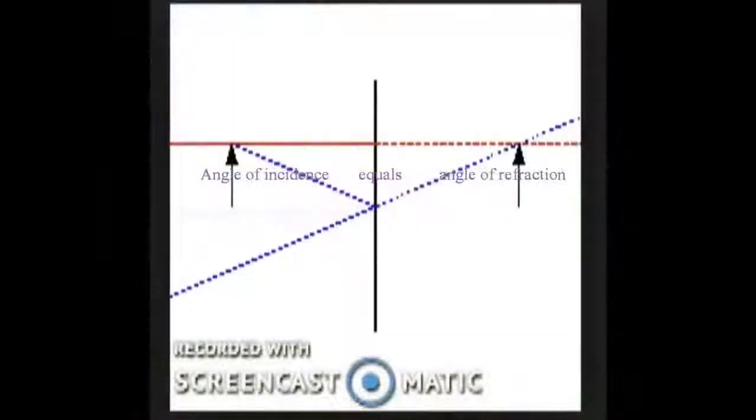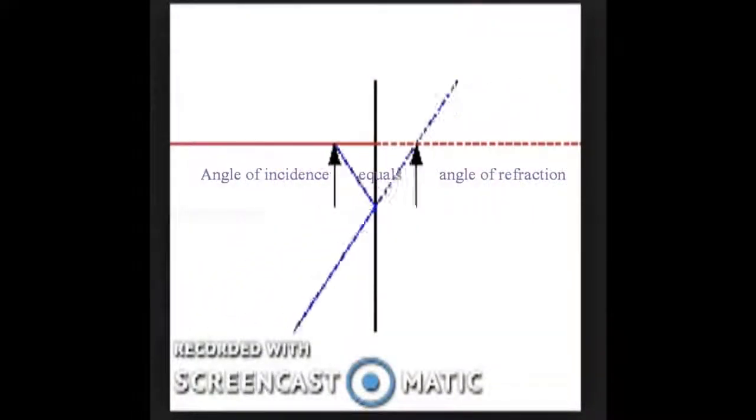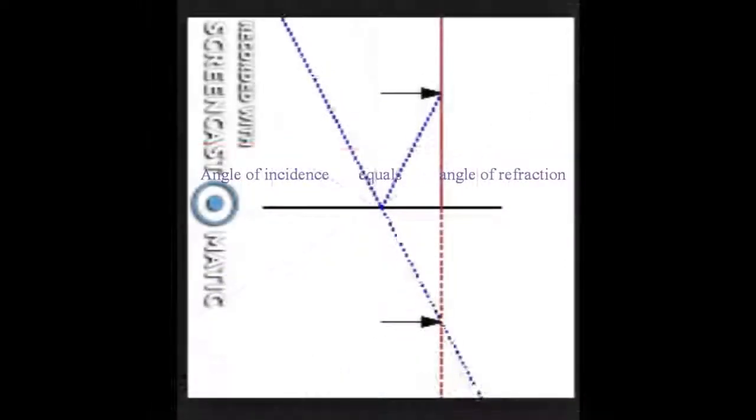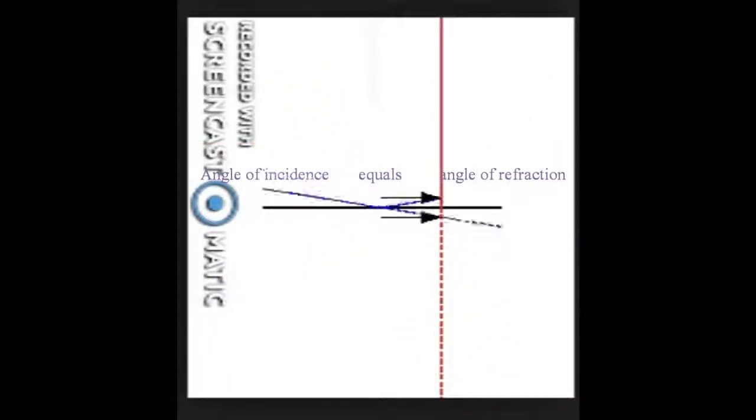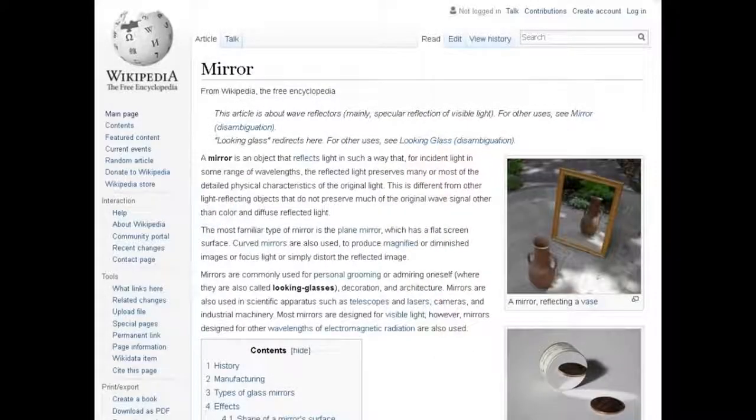So first we're going to begin with mirrors. What are the properties of a mirror? A mirror is an object that reflects light in such a way that, for light in some range of wavelengths, the reflected light preserves many or most of the detailed physical characteristics of the original light.